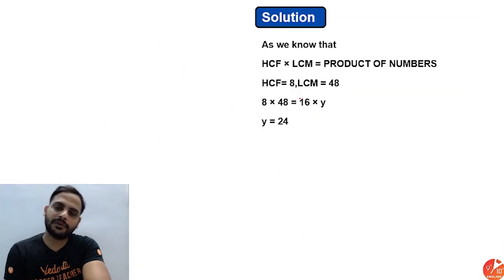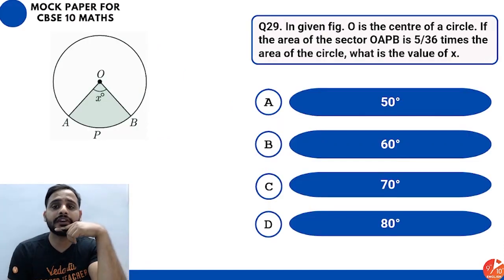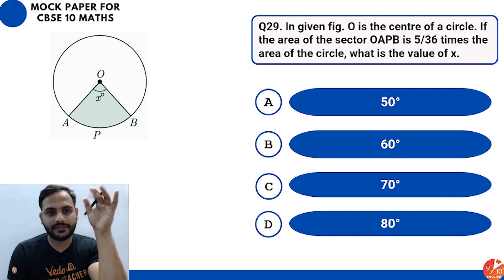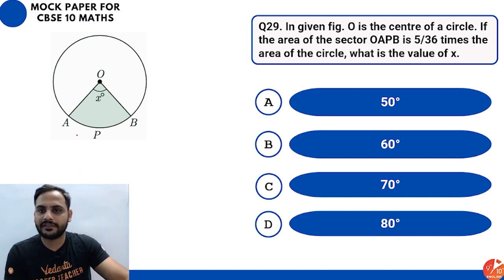Option A will be your correct answer. Direct question. In the given figure, O is the center of a circle. You can clearly see O is the center of a circle. If area of sector OAPB, this is the minor sector over here, is 5 by 36 times the area of the circle, what is the value of x?